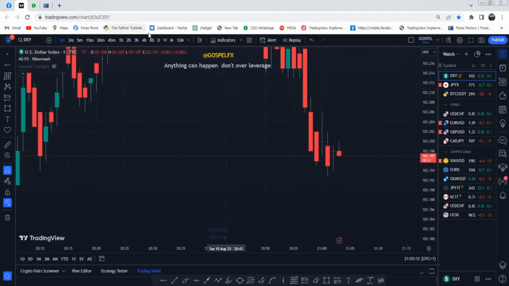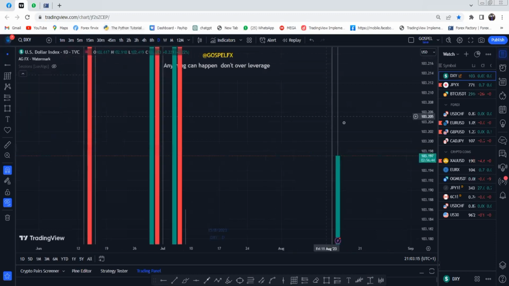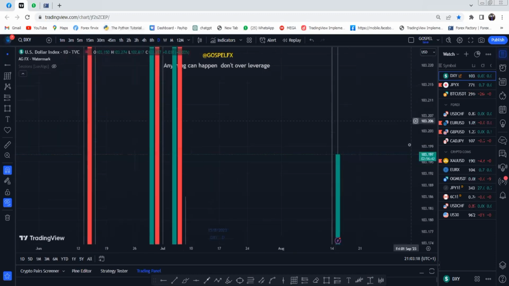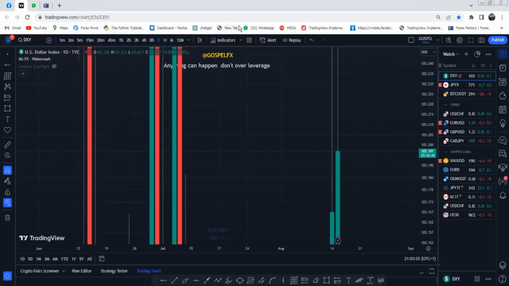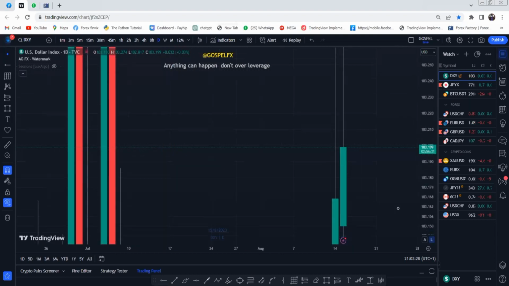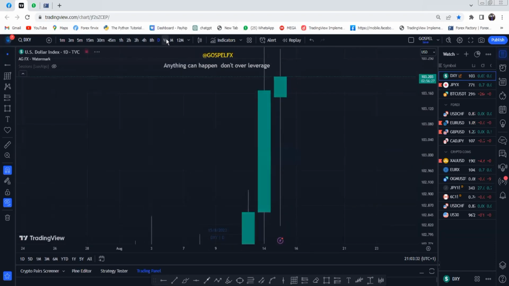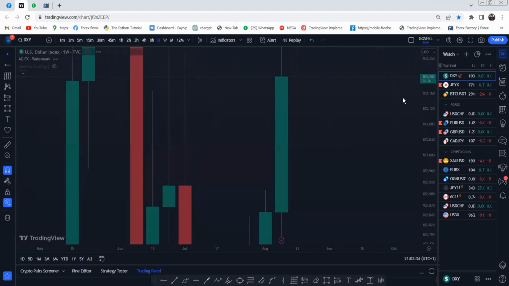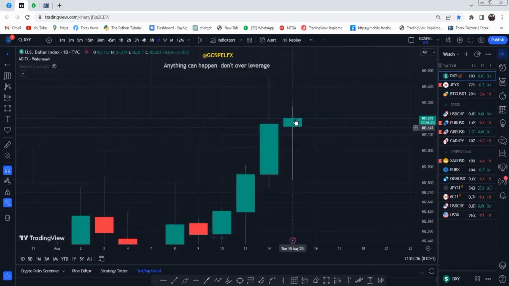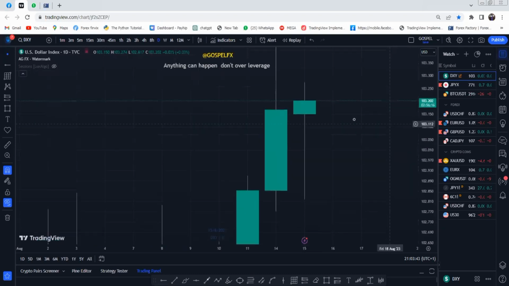Now what we are going to do is study why the candle goes up and comes down, and how to understand why that has happened. We're going to do that with the daily candle. Let's use the daily chart. This is the current candle, Tuesday, 15th of August, which is still trading right now.